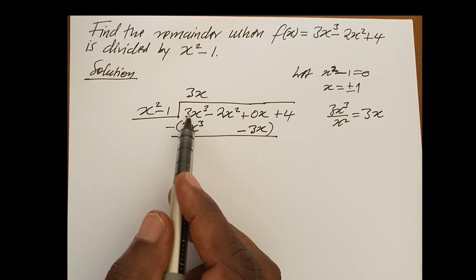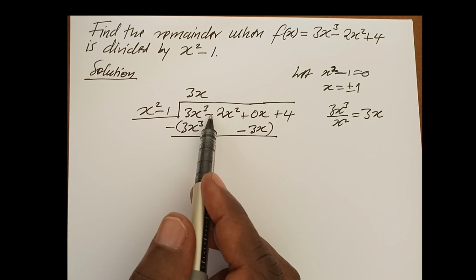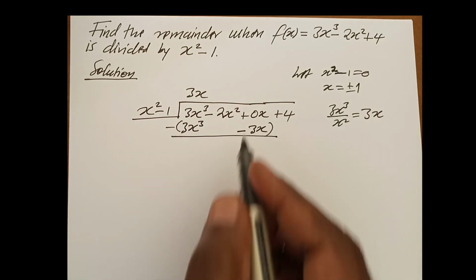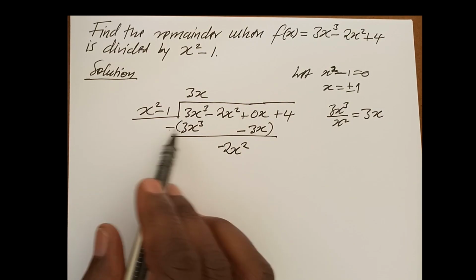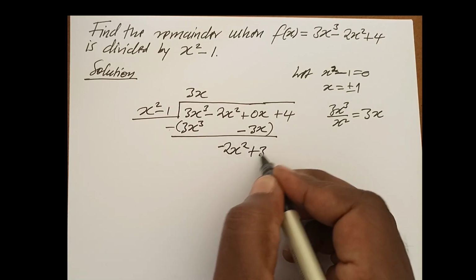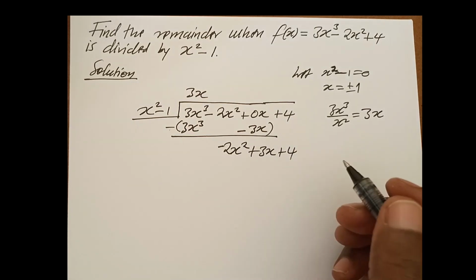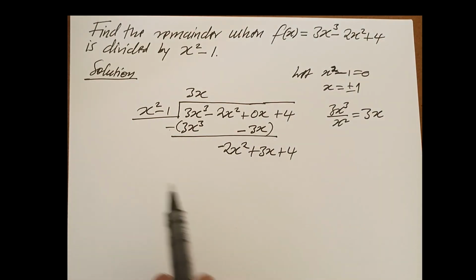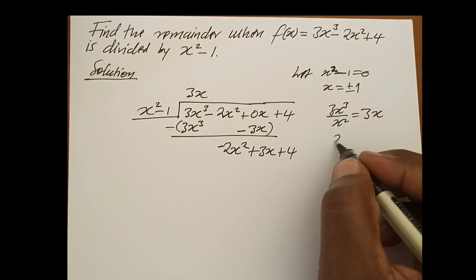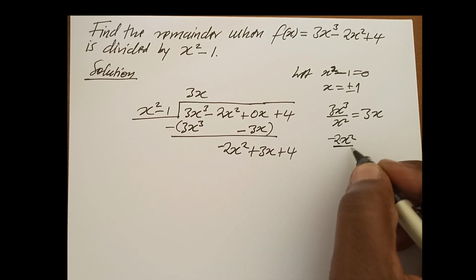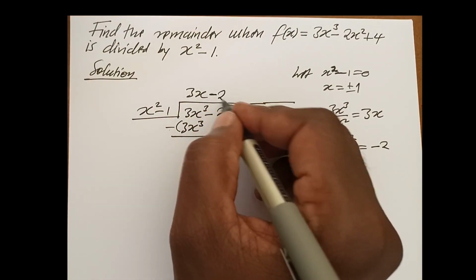Then you subtract everything here. So it will be 3x cubed minus 3x cubed, which is 0. Negative 2x squared, there's no x squared term to subtract, so it will just drop down. Then 0 minus negative 3x is positive 3x. Then 4, there's no constant here, so the 4 will just drop down the way it is. Then you continue the same process. The first term, minus 2x squared over x squared, is going to give you negative 2. So the second quotient is negative 2.